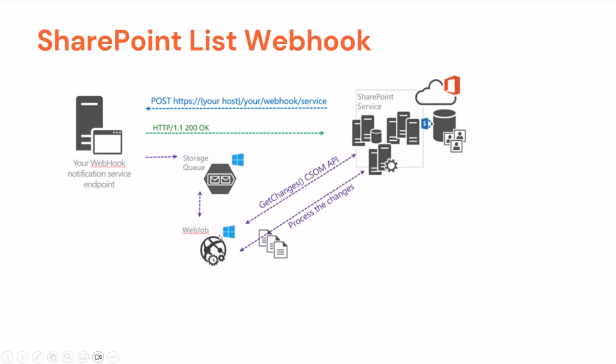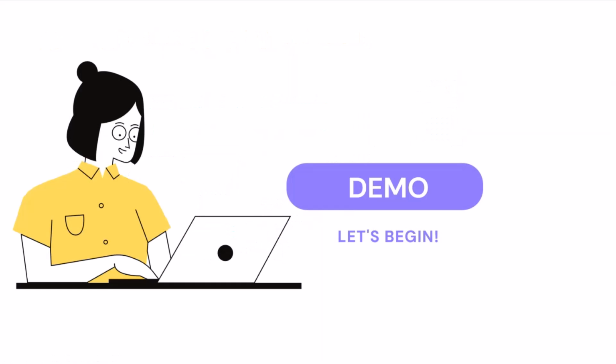And then I've added some more customization: give me only changes from the last 5 minutes, don't give me everything. And within the last 5 minutes, if there are any changes which are critical, I send a message to the Microsoft Teams channel. So let's begin the demo.